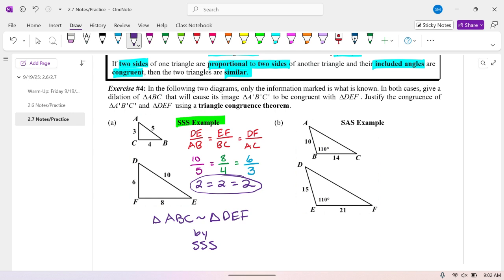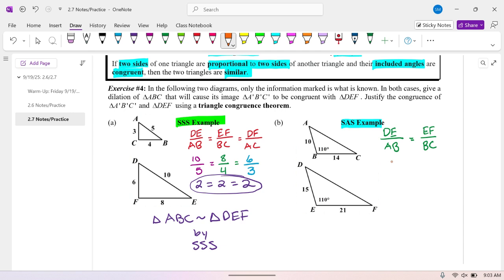Any questions on side, side, side? All right, side, angle, side. First off, we have to check that we have two sets of proportional sides. So one of our side lengths is DE. What's the corresponding side of DE? AB. So that has to be equal to EF over what? BC. So if I substitute in my side lengths for these two proportions, they should be exactly the same. If they're not, then automatically side angle side doesn't work.